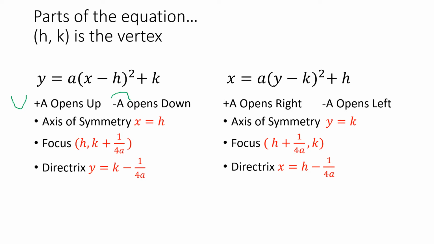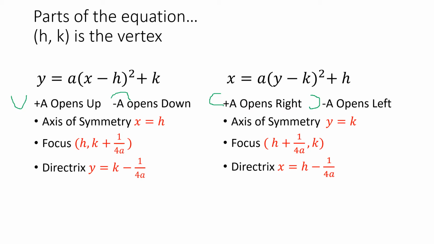For the x squared parabolas, I'm sorry, for the y squared parabolas, those are the ones that are going to open either to the left or right. And if a is positive, it's going to open to the right. And if a is negative, it's going to open to the left. You know, kind of like common sense for positive y, positive x, etc.